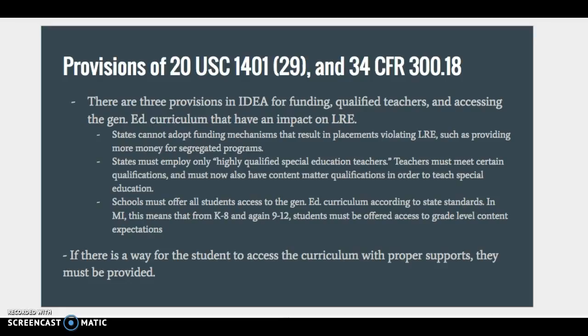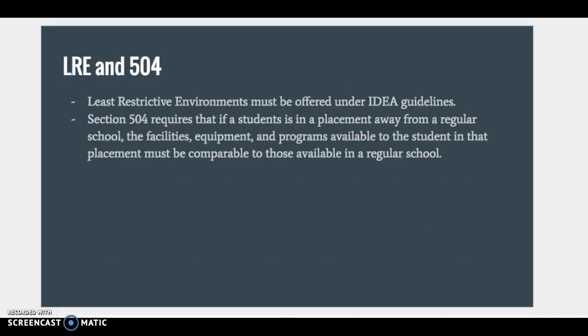The last one is part of Public Law 20 USC 1401 and 34 CFR 300.18. And this says that schools must offer all students access to the general education curriculum according to state standards. And in Michigan, this means that from K through 8 and again in 9 through 12, students must be offered access to grade level content expectations. And if there's a way for the student to access the curriculum with proper supports, they have to be provided by law.